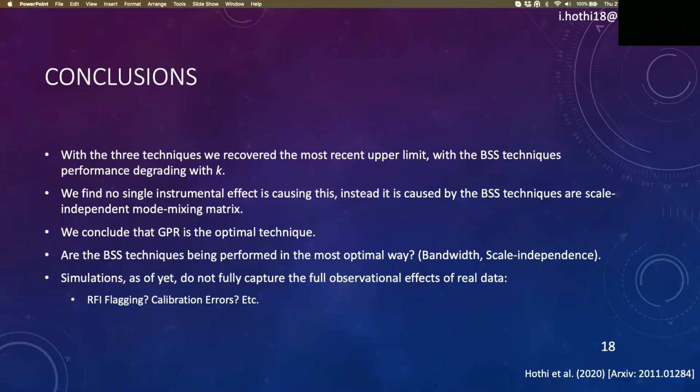And we see the issue of not fully modeling and simulating our data, right? In an ideal world, we might apply OSCAR and simulate our foregrounds, but we're not capturing all of the calibration errors that one would expect, nor the excess power that arises from RFI flagging. And so thank you.